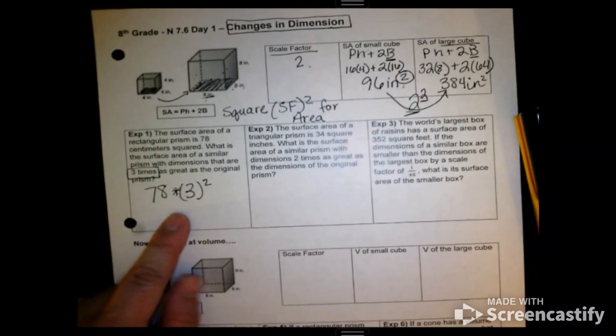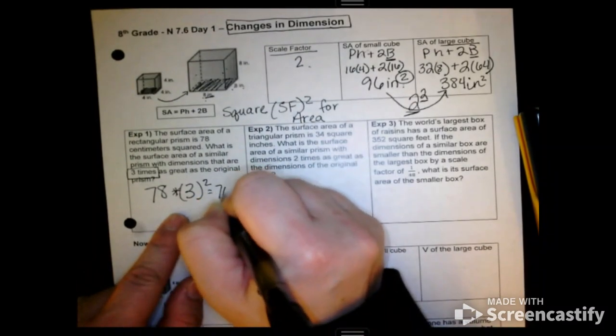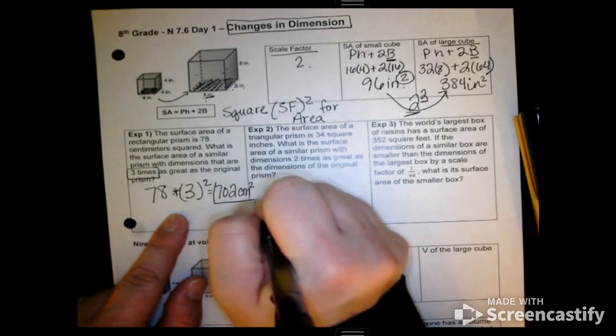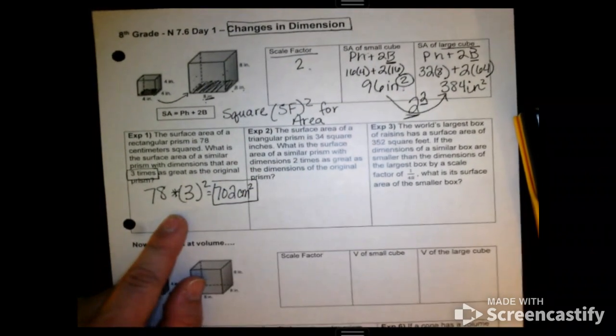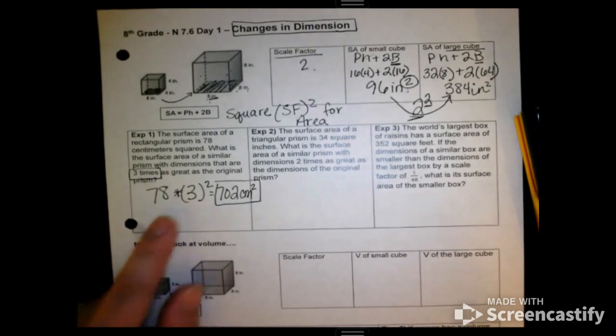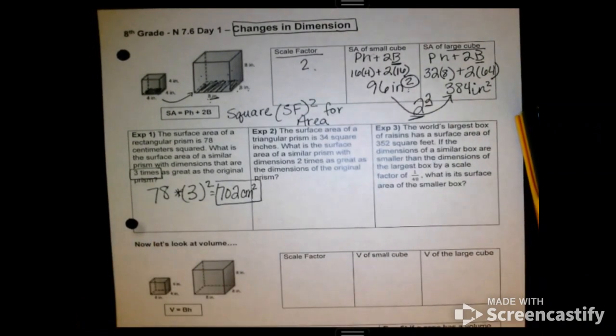What do you get? 702. Okay, Jaden, can we let other people answer? 702. Now, on the test, are you going to give them that, or do they need to just memorize? That's something that's not on their formula chart, so they're going to have to memorize.